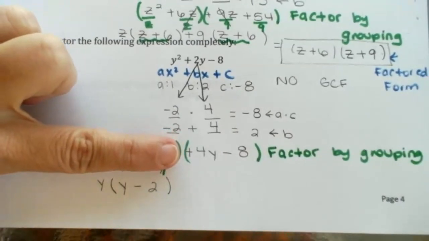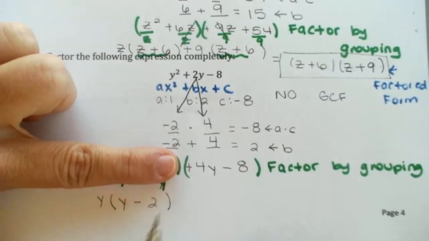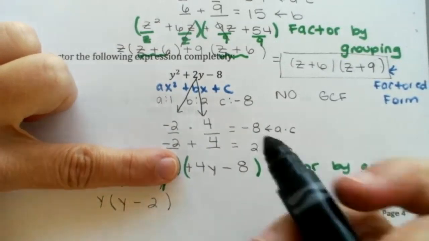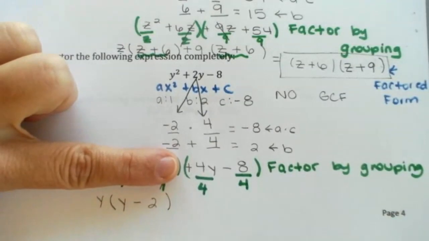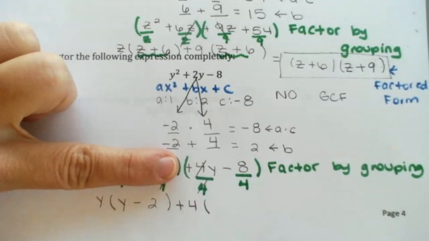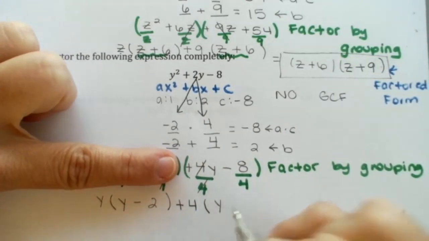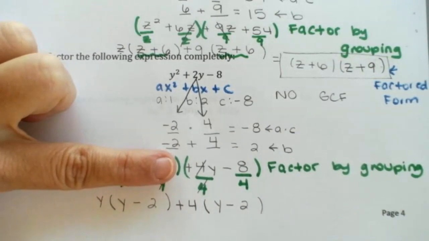Looking at our next two, 4y minus 8. I know behind the scenes that I want y minus 2 to be left over, so that'll help me see my GCF. But 4y minus 8, they both have a positive 4 in common, so I can factor or divide out positive 4. In doing so, our 4's cancel, we're left over with y. Negative 8 divided by positive 4 is negative 2.